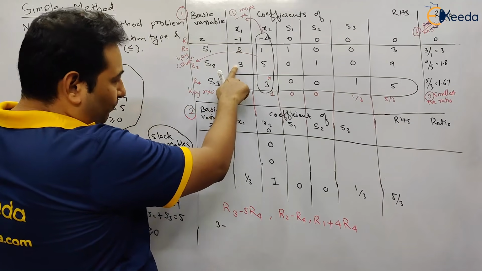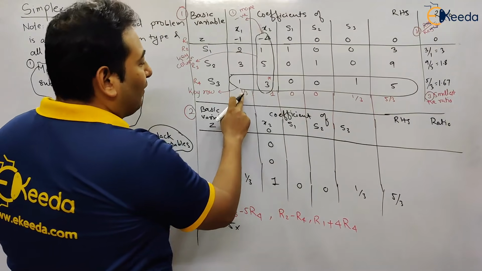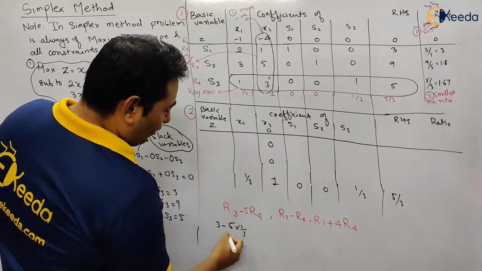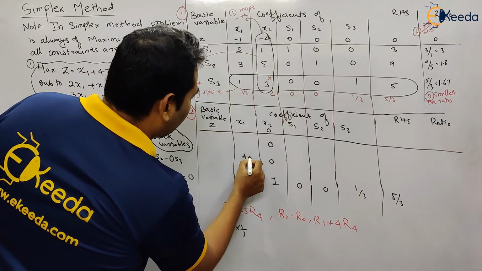So R3 minus 5 into R4, and R4 is 1 by 3. So that is 3 minus 5 by 3. So 3 minus 5 by 3 will be 4 by 3. So here it will be 4 by 3.